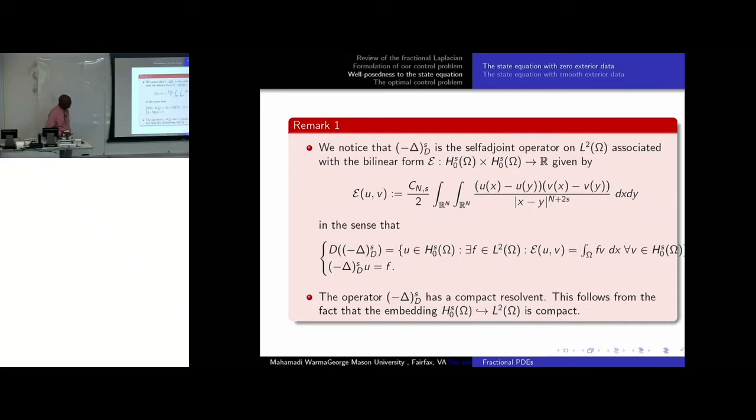The operator is defined like this: u in H^s_0 of Ω such that there exists f in L2 such that the bilinear form E(u,v) is the integral of f v for all v in the domain of the form. And you define the operator at u to be equal to your function f.